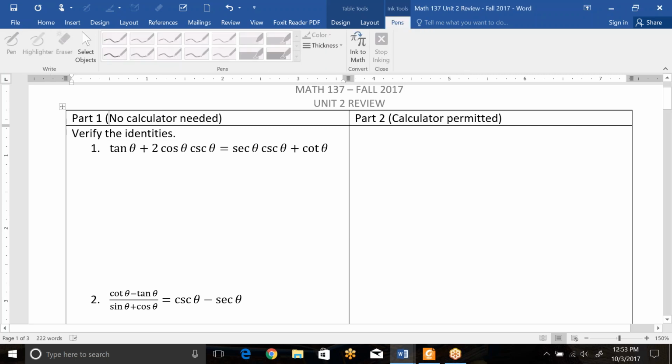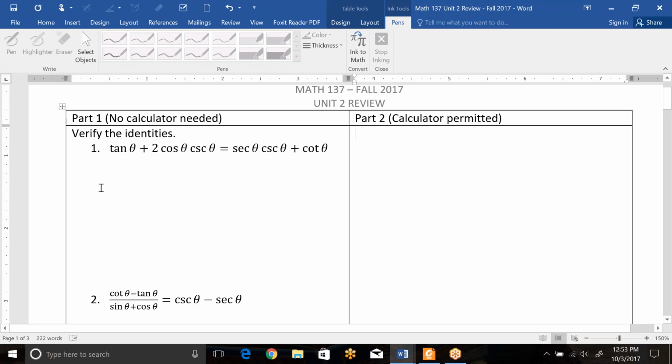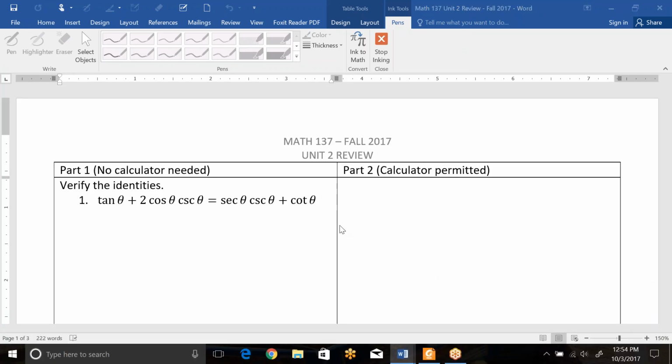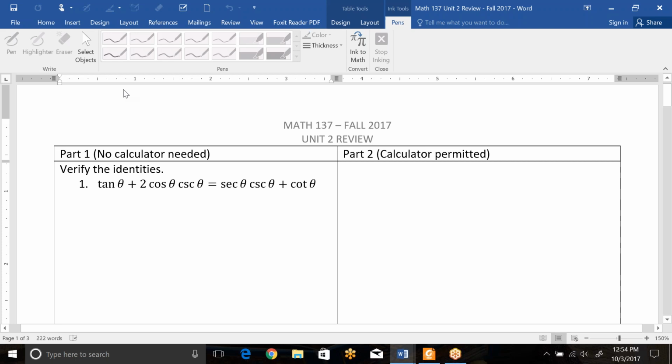So we're going to look at the first example here of verifying an identity, because we want to try and determine how we would go about doing that. So remember, one of the good things to try and start to do right away is to see if you can write things all in terms of sine and cosine. It won't always help, but sometimes it's a good place to start.